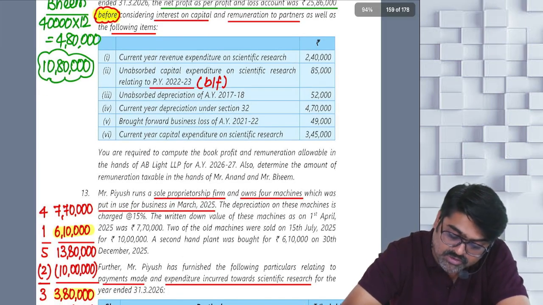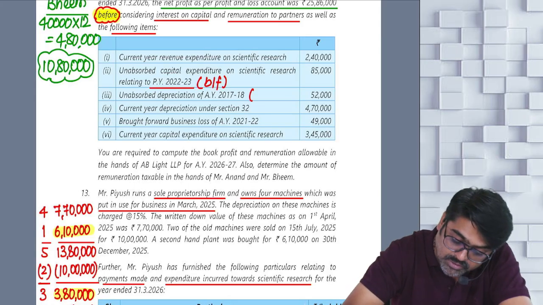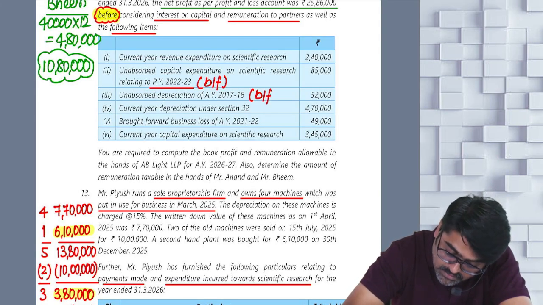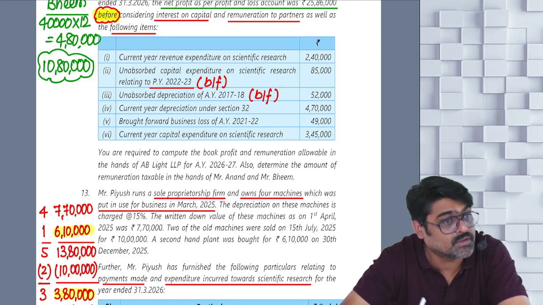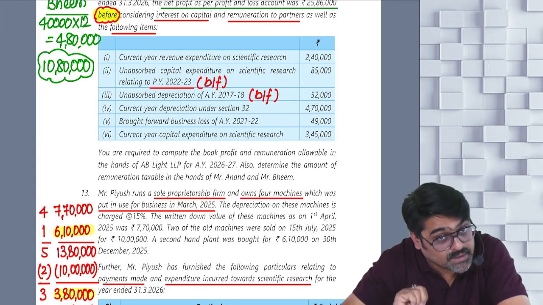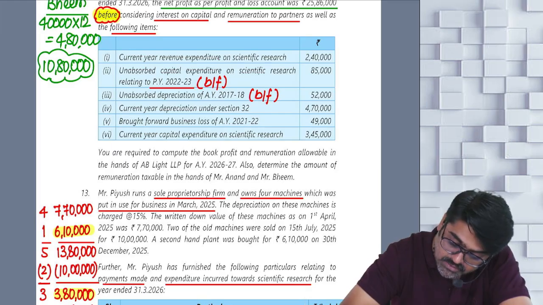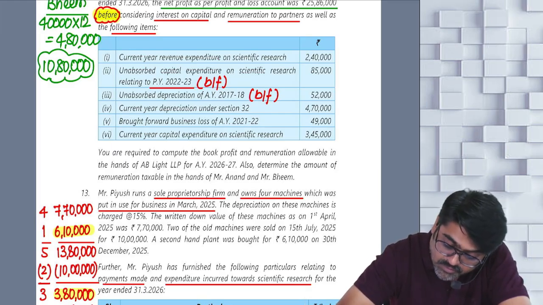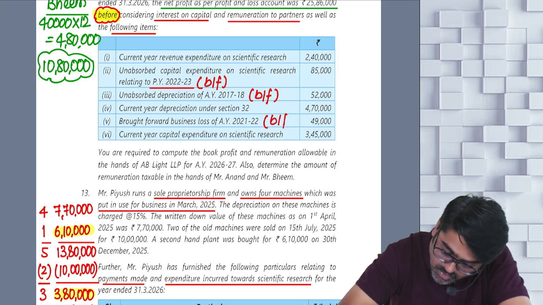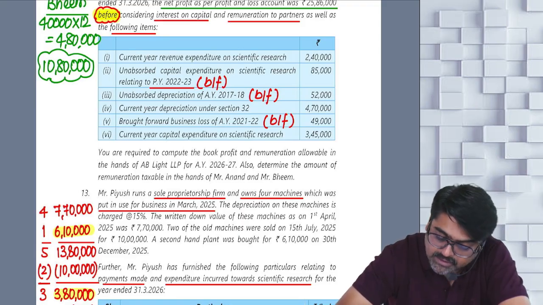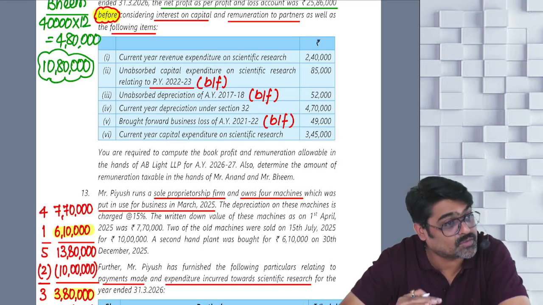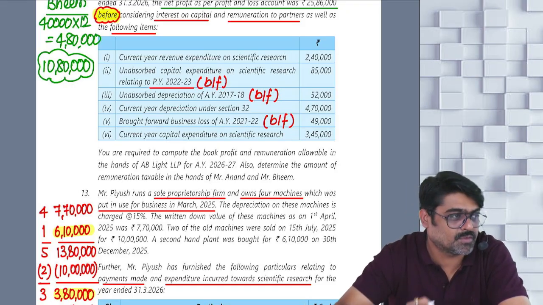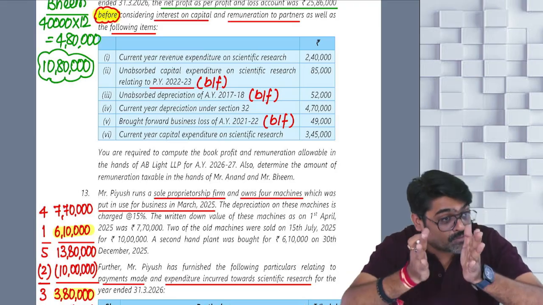Then you have unabsorbed depreciation for assessment year 17-18. So this is also brought forward unabsorbed depreciation. Okay, this depreciation is also not for this year. This is for the earlier years. Then current year depreciation 4,70,000, brought forward business loss of assessment year 21-22. So this business loss is also brought forward business loss, and current year capital expenditure on scientific research is given. Now, out of these items, which items you are going to reduce to calculate your book profit? Book profit for the current year.